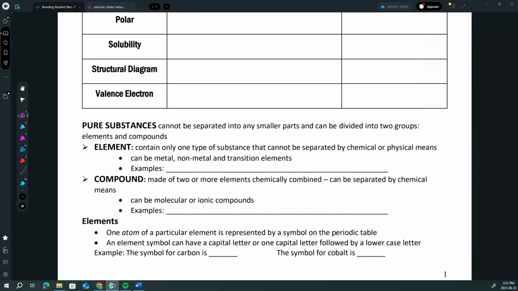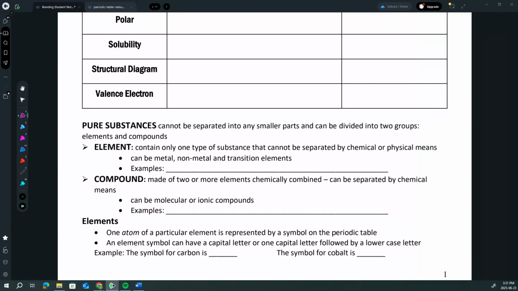So first off, we need to know what a pure substance is. Now, a pure substance only contains one kind of matter, and it can't be separated into any smaller parts. Now, this one kind of matter can be either elements or compounds.